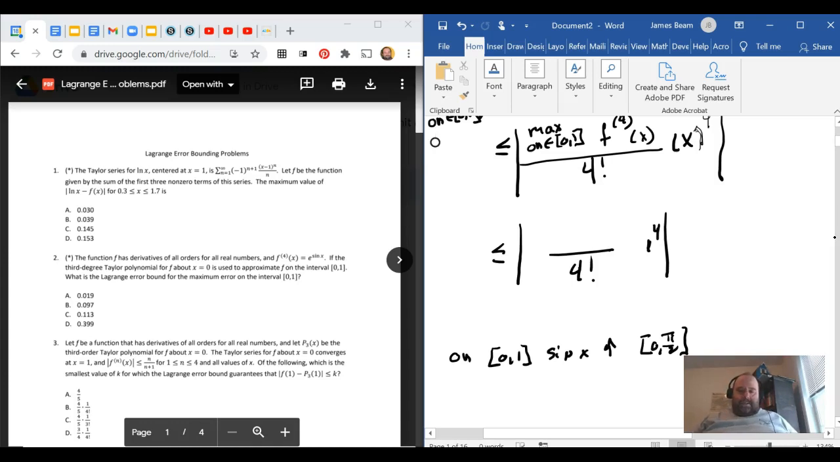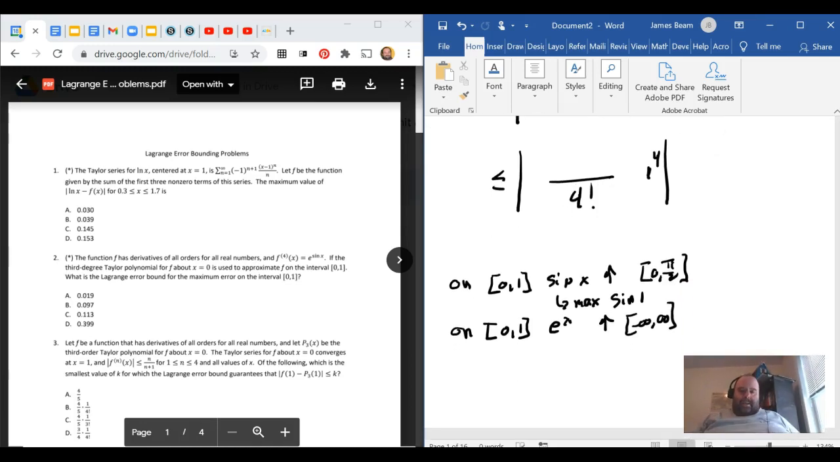So sine of x has its max as sine 1 on that interval. On 0 to 1, e to the x is increasing, right? It actually increases from negative infinity to infinity, so that's good. So the max of e to the sine x on 0, 1 occurs at 1. So this is going to be e to the sine 1.